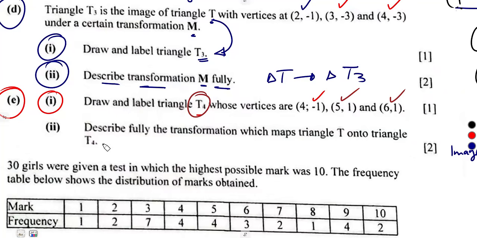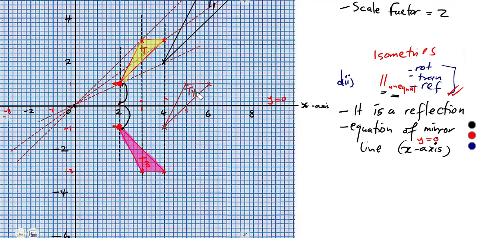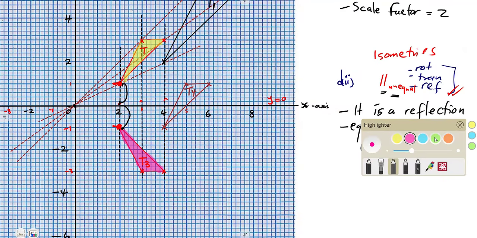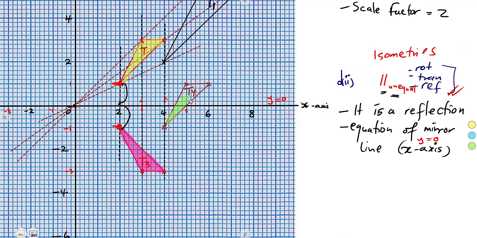Then after that, describe on item 2 fully the transformation which maps triangle T onto triangle T4. So let's look into these properties. We can see that this is an isometry. So we are back to those same answers as before, that we had to consider rotation, translation, reflection isometries. So in order for us to describe, we have to join corresponding points.